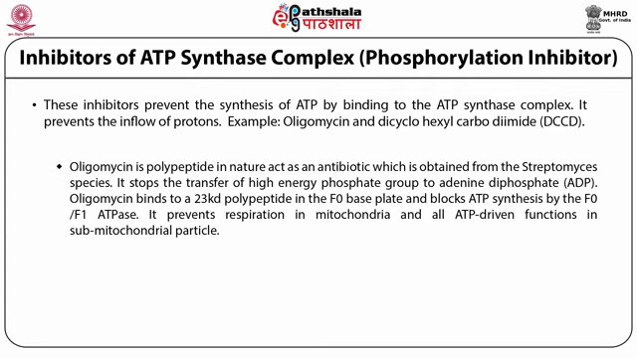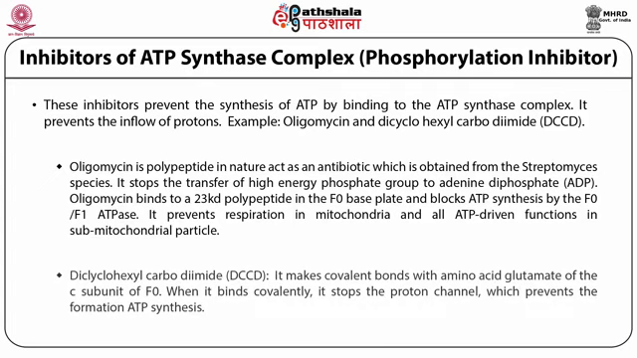Another phosphorylation inhibitor is dicyclohexylcarbodiimide, that is DCCD. It makes covalent bonds with the amino acid glutamate of the C subunit of the F0 base plate. When it binds covalently, it stops the proton channel, which prevents ATP synthesis.